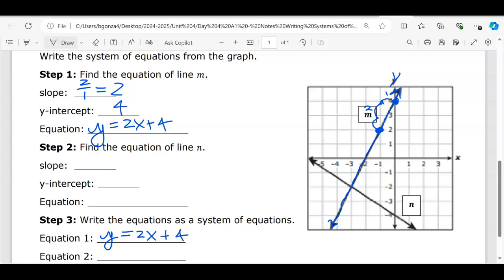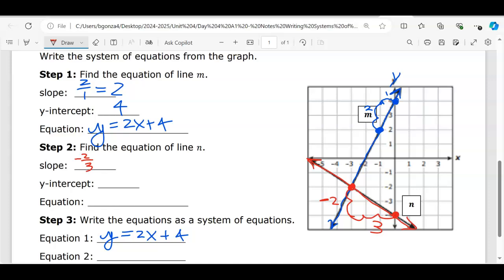Slope on line N. So for this line, I'm going to make it red. The slope, I got to pick 2 points. So this is on the grid, and this is on the grid. It's got to be exactly on the grid. Not above, not below, not slightly almost there. So if I start on the left, this one rises not up, but down 2. That makes it negative 2. And then it runs 1, 2, 3. I get negative 2 over 3.